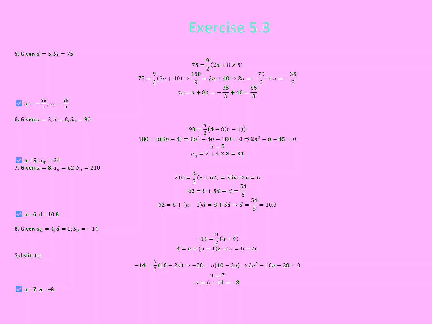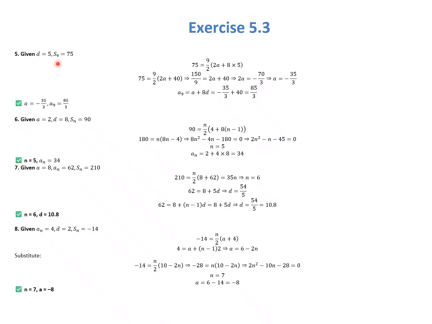Okay, so again, same concept here. We have given d and S_n is equal to 75. We'll substitute that value to derive the value of a, and then one can use this value to derive the next term, the ninth term in the series. In the next question, we have given a is equal to 2, d is equal to 8, S_n equal to 90. We'll solve it with the help of the equation, and then we get the value of n is equal to 5 and a_n is equal to 34.